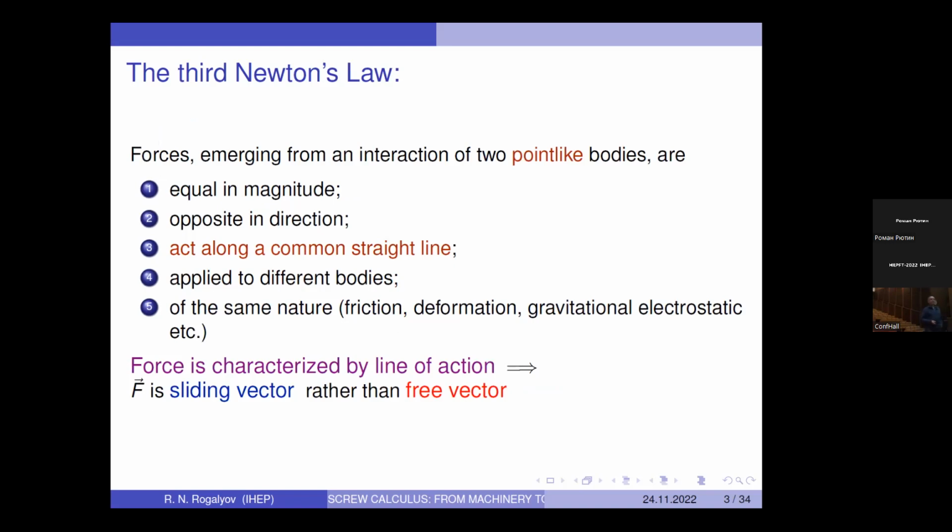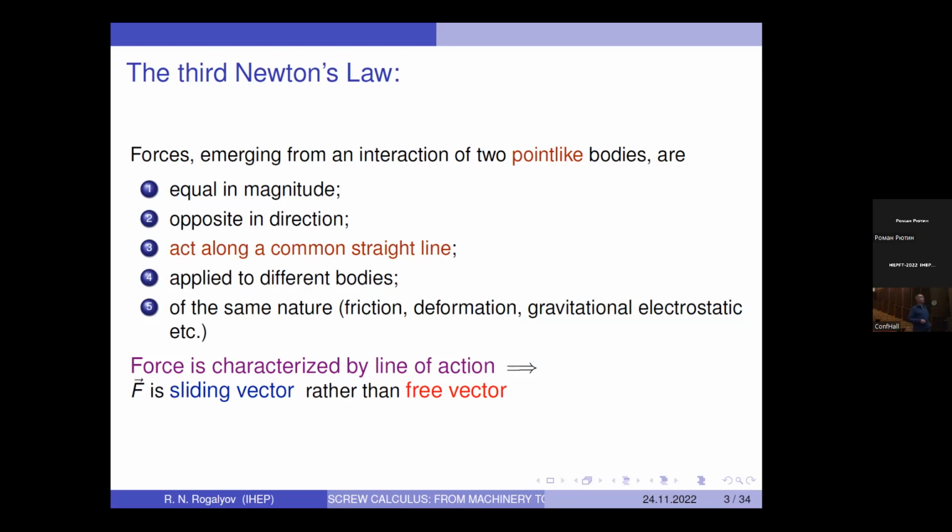Recollecting Newton's third law, it is well to remark that forces emerging from an interaction of two point-like bodies act along a common straight line. This means that force is characterized by a line of action. That is, force is a sliding vector rather than a free vector.